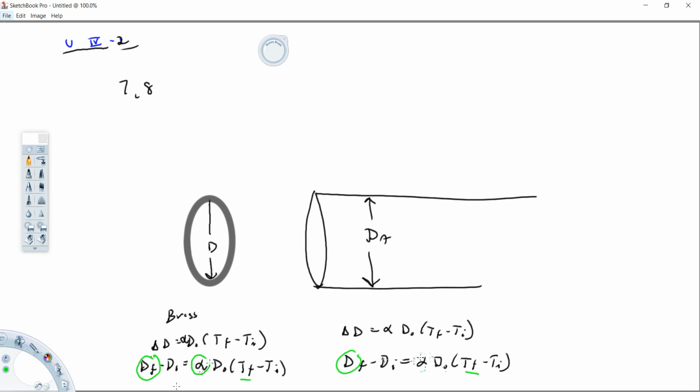This is the original diameter for the aluminum. The initial temperature is also given, and you're going to solve that for T final. So that one's going to be a little bit of work algebra-wise, but that should get you through it.